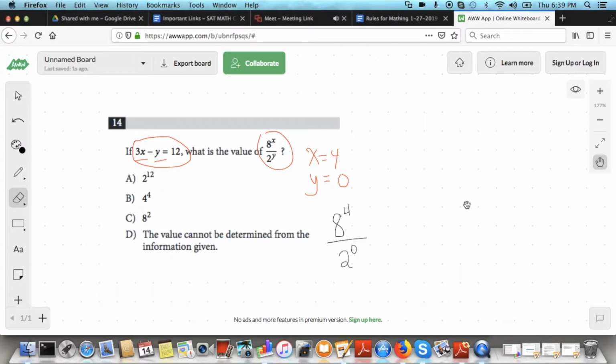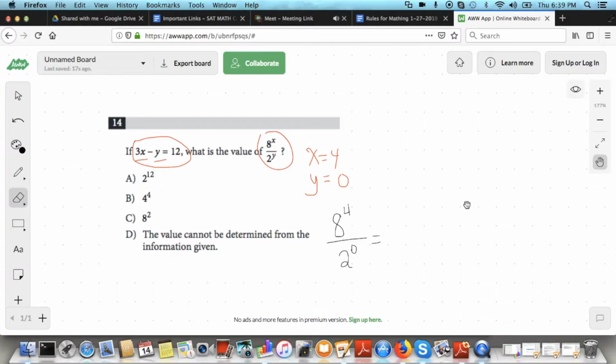Great. So we get 8 to the power of 4 over 2 to the power of 0. Sharon, what is 2 to the power of 0? Some of you might know what that is. Some of you probably not. What is it? Isn't it 2? No. 2 to the power of 1 would be 2. So it would be 1? 2 to the power of 0 is 1. In fact, anything to the power of 0 is 1. Is that familiar to some of you? Yes. Elizabeth and Caroline?